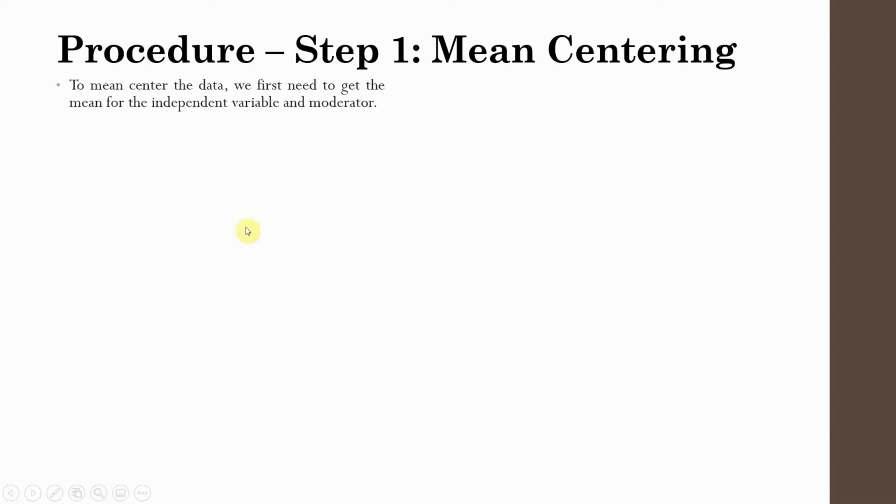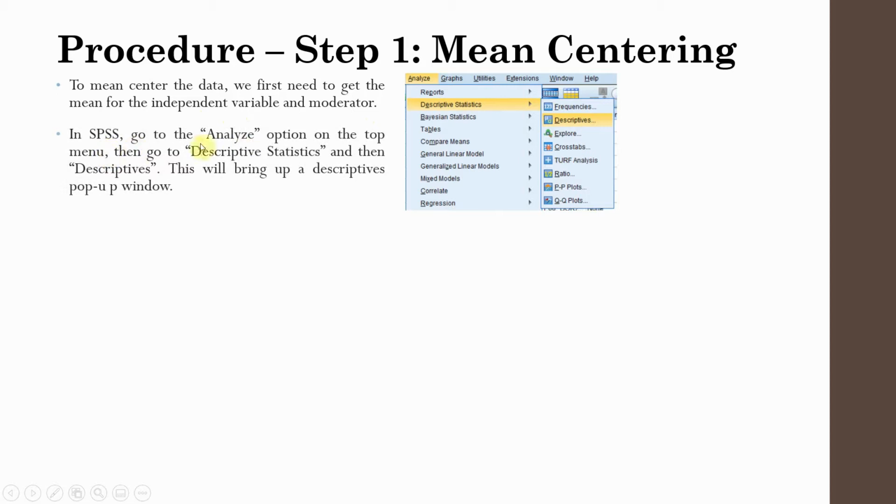So, how do we do mean centering? To mean center the data, we first need to get the mean for our independent and our moderator. Now, how do we get the mean? We go to SPSS, we go to Analyze, Descriptive Statistics, and take out the descriptives for our independent and moderating variable. How to do this? I'm going to tell you now.